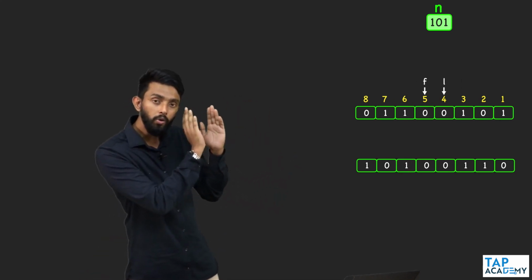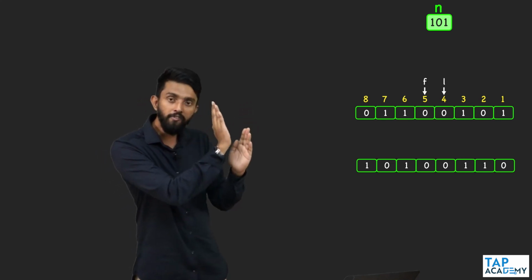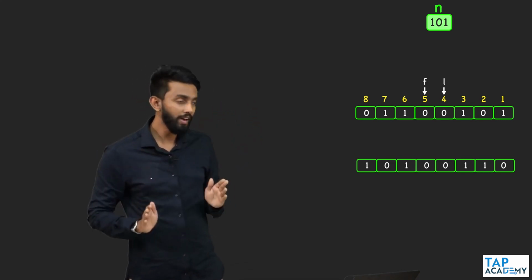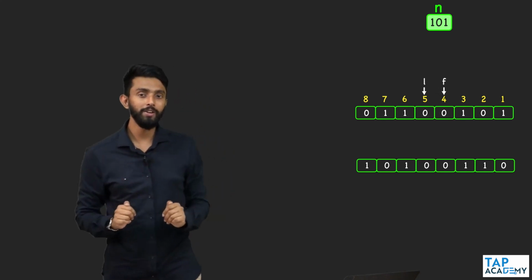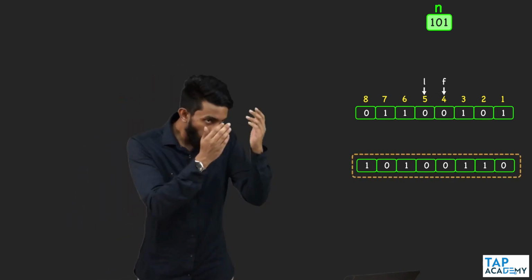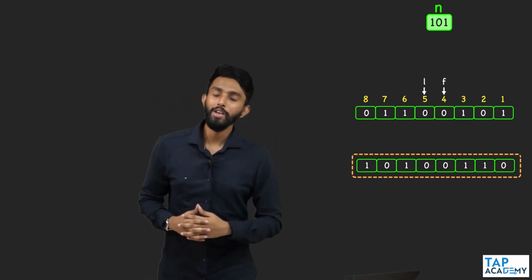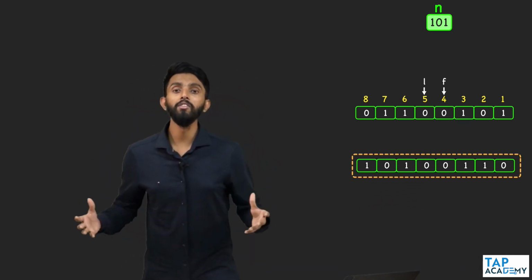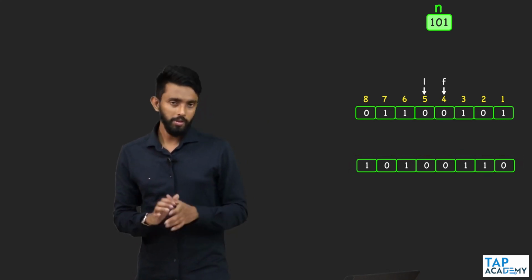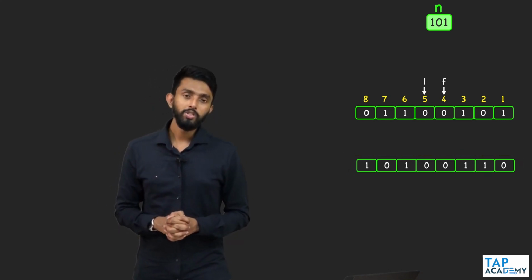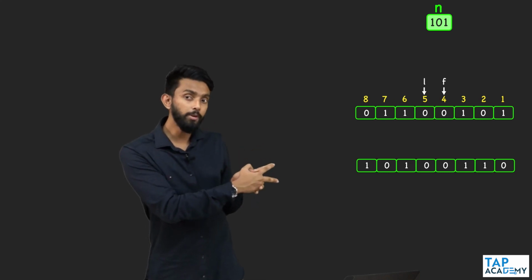This way, if I continue, then you will notice at one point, F will become greater than L. See, F and L will cross each other. The moment they cross each other, reversing has happened successfully. So the moment this happens, I will stop. Would you agree with me? Simple logic, simple logic. So if this can work on 8 bits, 100% it can work on 32 bits as well, right? So how are we going to do this?